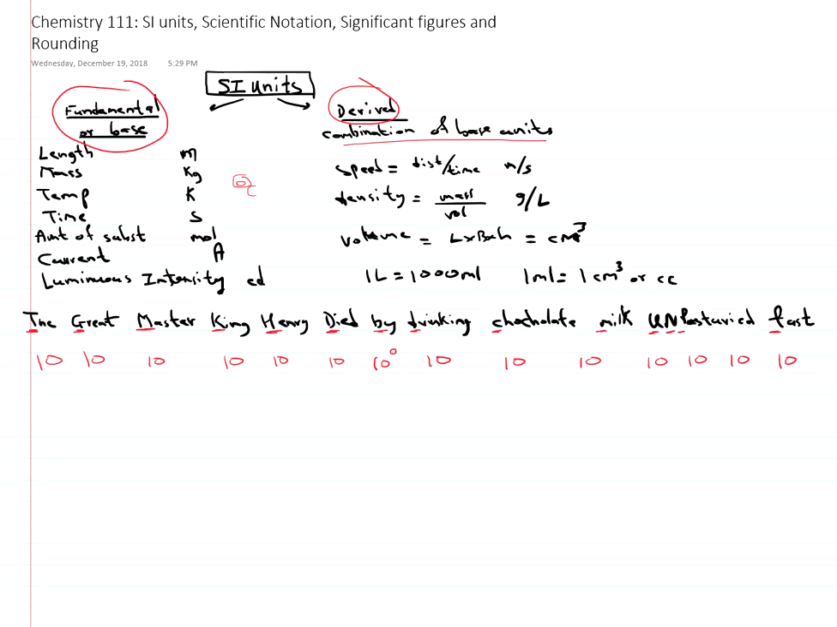Time is second, amount of substance, especially for small particles like atoms, molecules, and ions, is mole. Current is ampere, A, and luminous intensity is candela, cd.